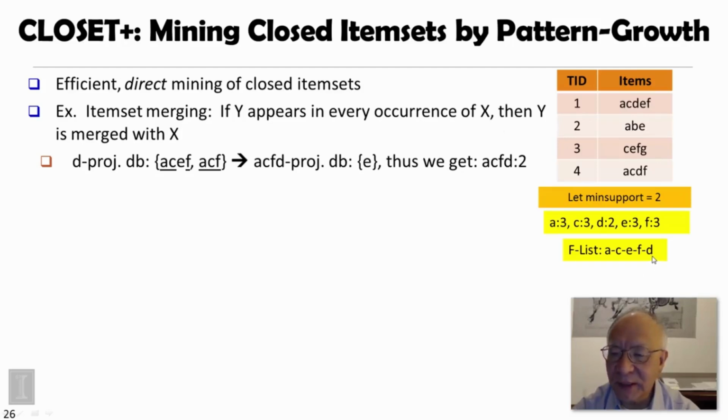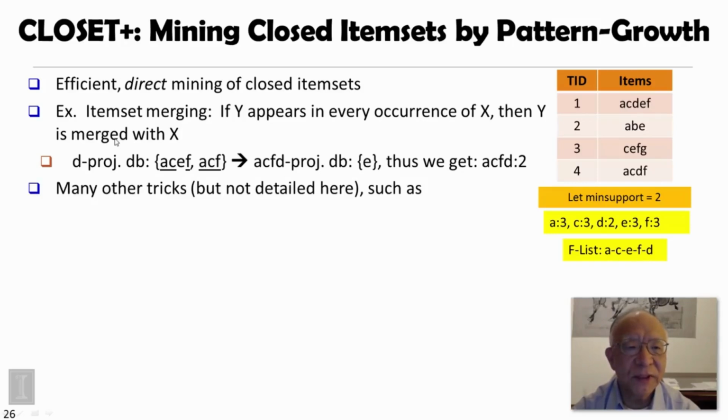Let's look at this projected database. For this projected database, we will have ACF, EF, and ACF based on this. You can see this projected database will get ACEF and ACF. But the interesting thing is ACF happens in every transaction projected in this database. ACF has the same support as D. In that case, we can grab ACF out from the ACFD projected database, which contains only one item E. It is not frequent. Therefore, we will be able to get ACFD, support is 2.